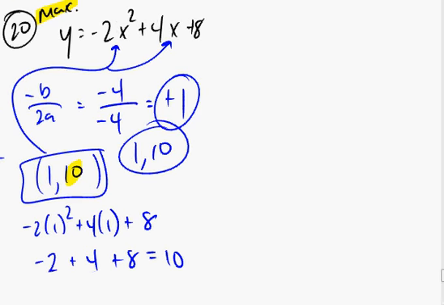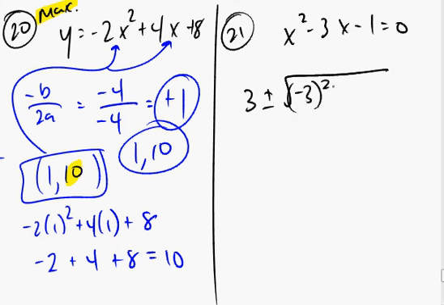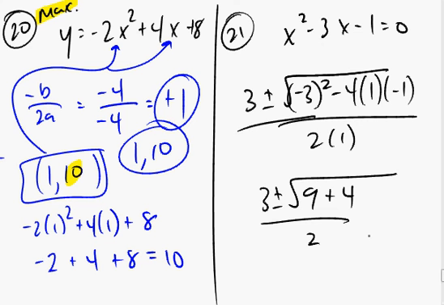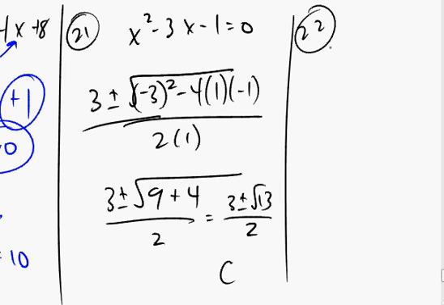Okay, I think we can make it. 21. Solve this using the quadratic formula. Negative b would be 3, plus or minus the square root of negative 3 squared minus 4ac over 2a. That's, which one? C? Last one.